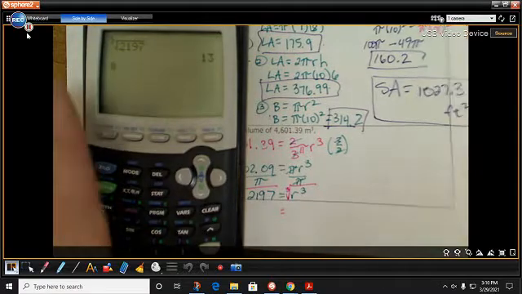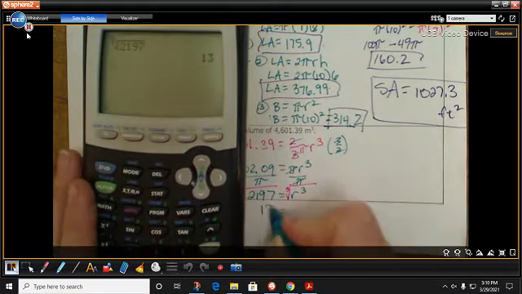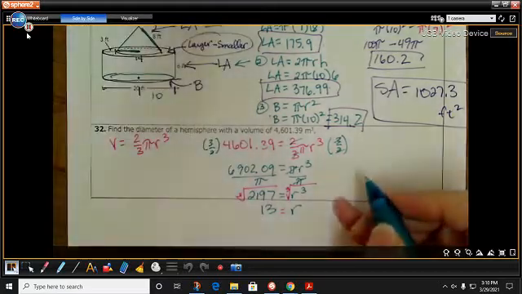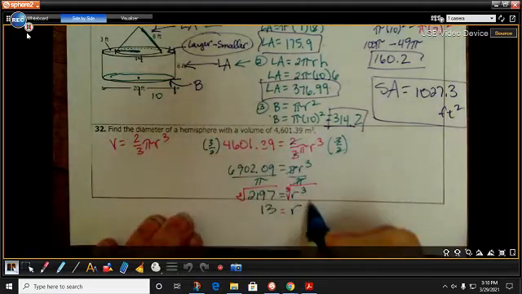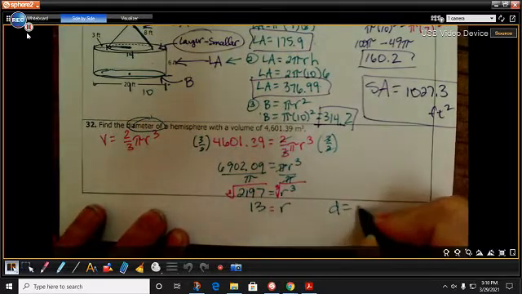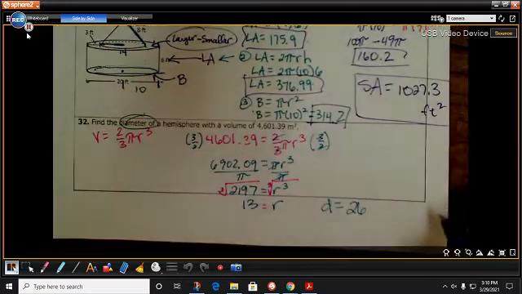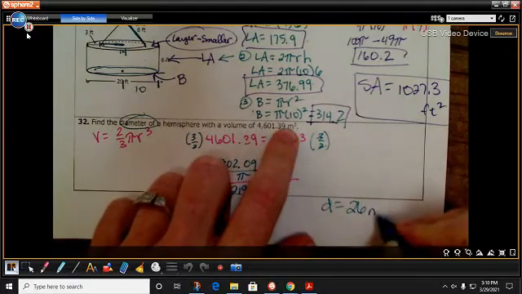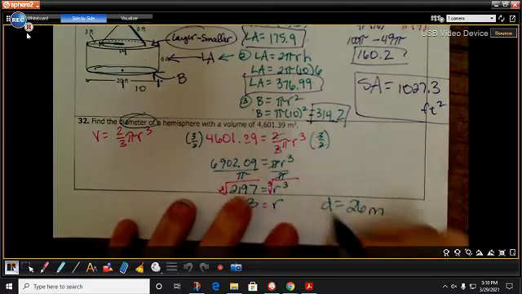So when I do the cube root of 2197, I'm going to get 13 is my radius. Well, I didn't want my radius. I wanted the diameter. And so my diameter will be twice that, which is 26, and then that will be meters since my volume was in meters cubed.